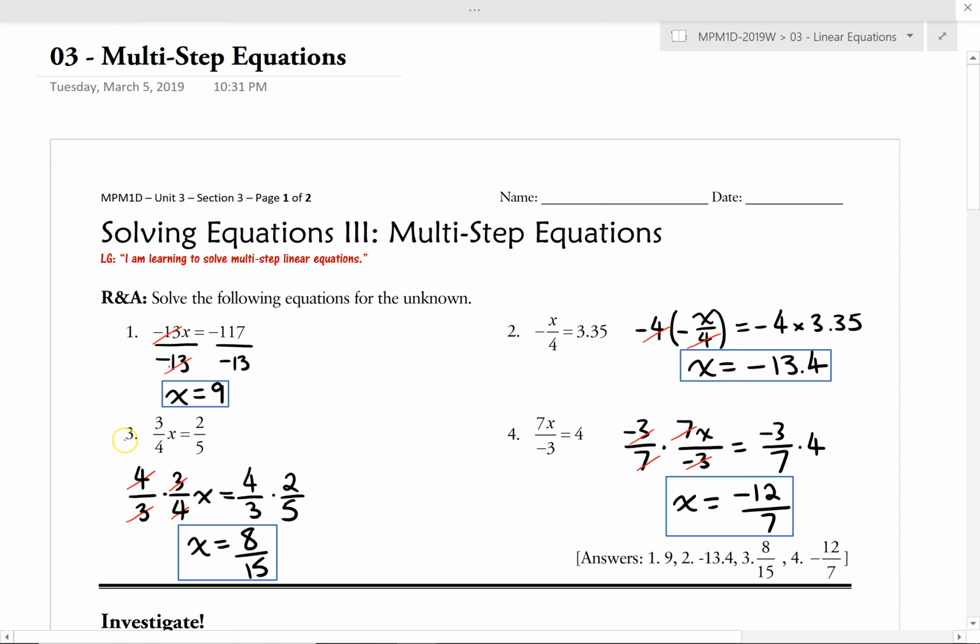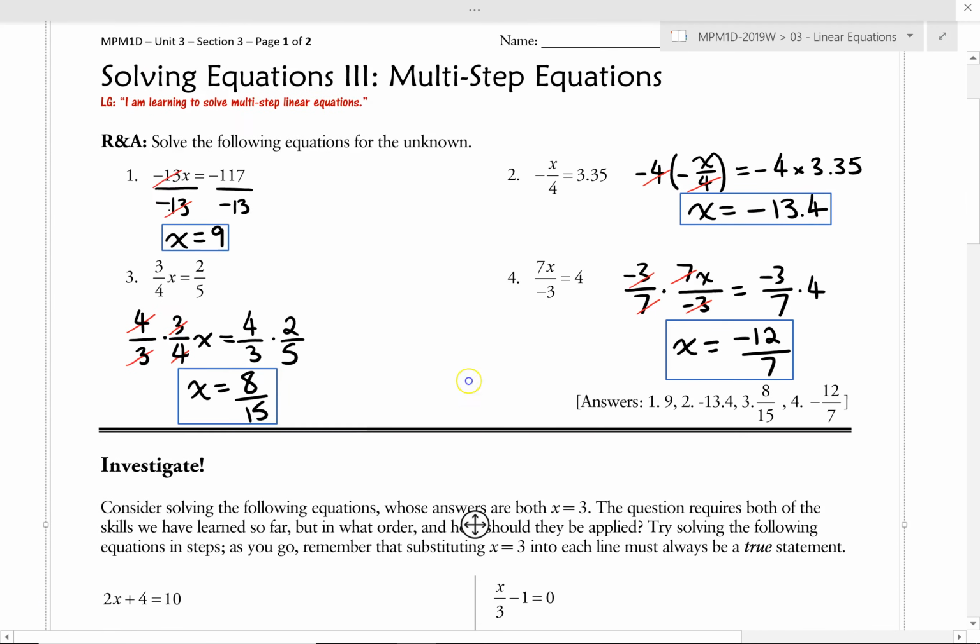Okay, and for number 3, I multiply both sides by 4/3 because we had 3/4 there, right? So the reciprocal of 3/4. And that got us 8 over 15. And likewise, over here, I multiplied by the reciprocal of 7 over minus 3, which got us negative 3 over 7 times 4, or negative 12 over 7.